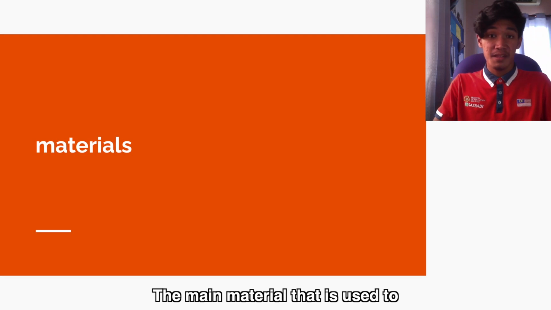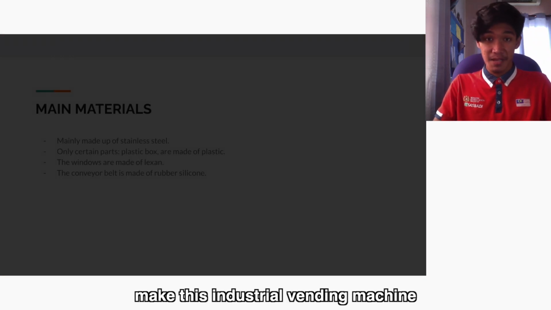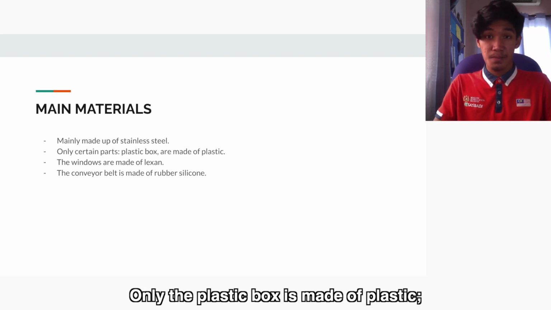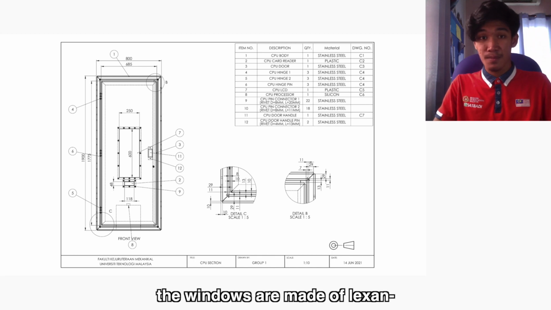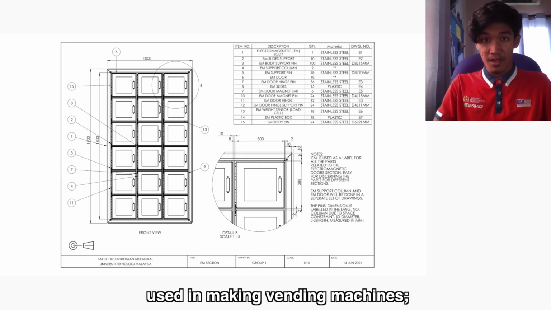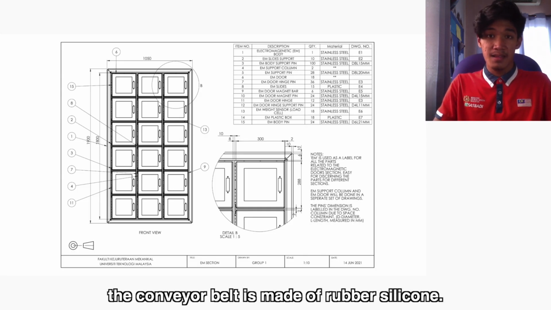The main material that is used to make this industrial vending machine is stainless steel. Only the plastic box is made of plastic. The windows are made of Lexan, which is a common strong transparent material used in making vending machines, and the conveyor belt is made of rubber silicone.